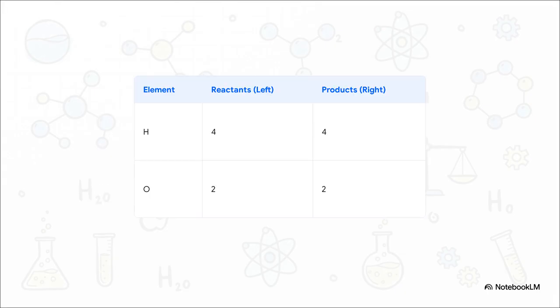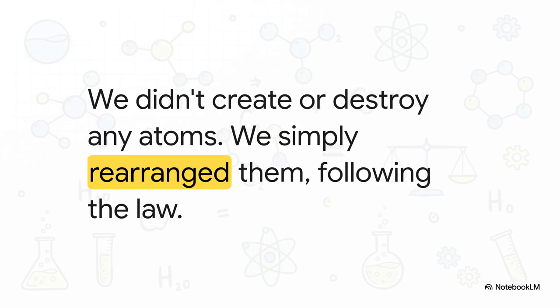And there we have it. Let's do a final check of our tally. 4 hydrogens on the left, 4 on the right. Check. 2 oxygens on the left, 2 on the right. Check. That is a perfectly balanced equation. We did it. So now we've accounted for every single atom. Nothing was created, nothing was destroyed. We've just shown how the atoms simply rearrange themselves to form a new substance, all while perfectly following that big, important law of conservation of mass.